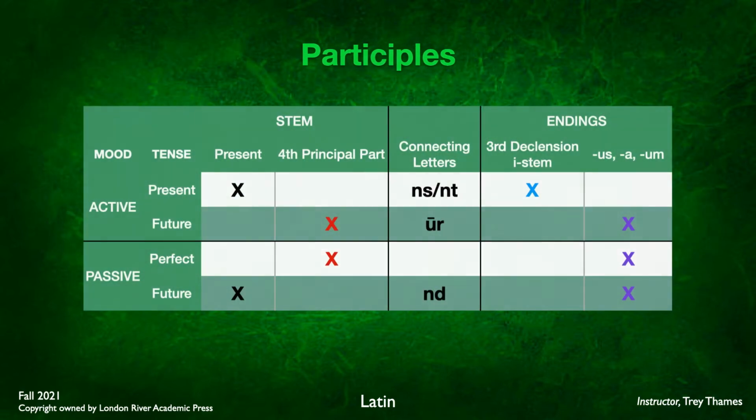Now, here's just another little chart, another way of systemizing this structure. We have, again, the present active and the future passive making use of the present stem. The future active and the perfect passive use the fourth principal part stem. And then, of course, there are our connecting vowels: ns, t, ur, and nd. Notice that the perfect passive has no connecting vowels. Then you've got the present active using the third declension i-stem endings, and the other three forms all use the us, a, um first and second declension adjective endings.